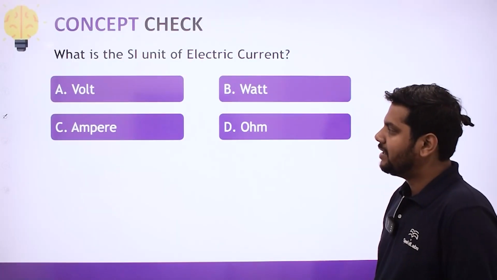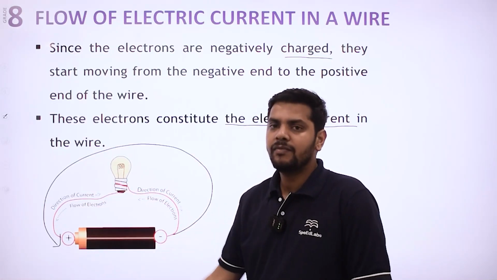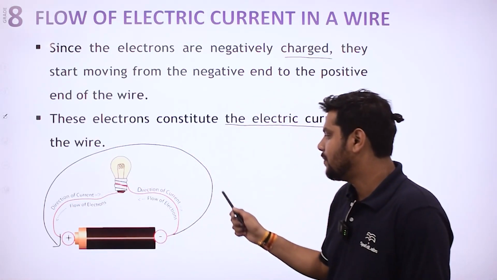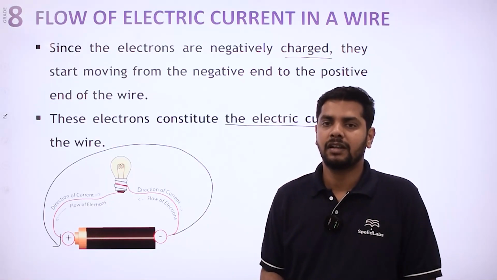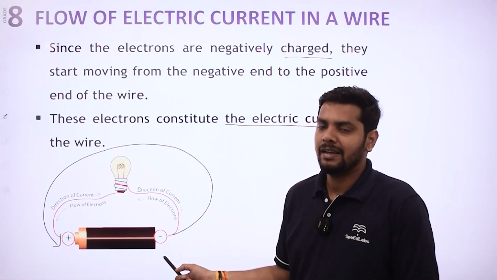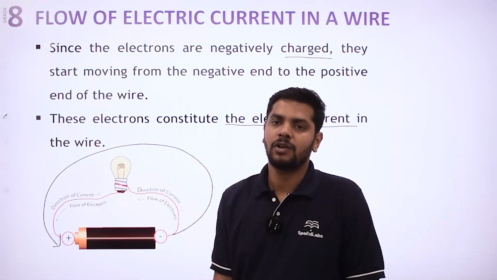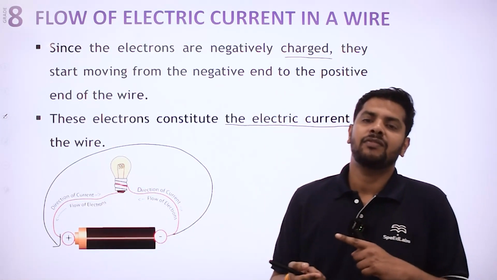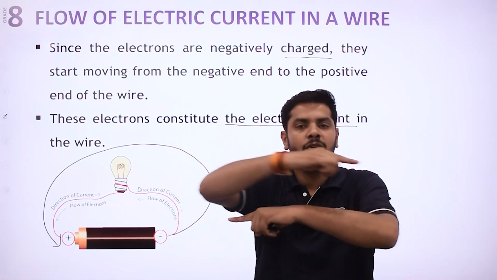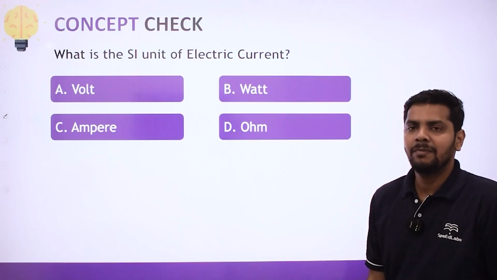And one more part here: if electrons are flowing from negative towards the positive, then current will flow from positive towards the negative. This is very important. Current always flows from where to where? Positive to negative end. And electrons always flow from the negative end towards the positive end. That means both of them flow in different directions. If one is going in this direction, another one will go in that direction. Okay, so that will be all, students.